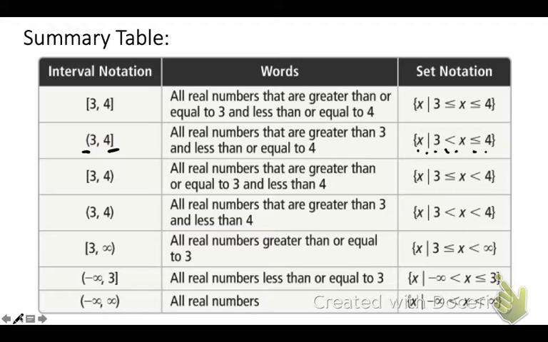So the next one, all real numbers greater than 3, less than 4. Both of them are not equal, so I have parentheses. And then what am I missing over here? Oh, wait. Greater than or equal to 3. So it switched places. Is it making sense what I'm talking about here?